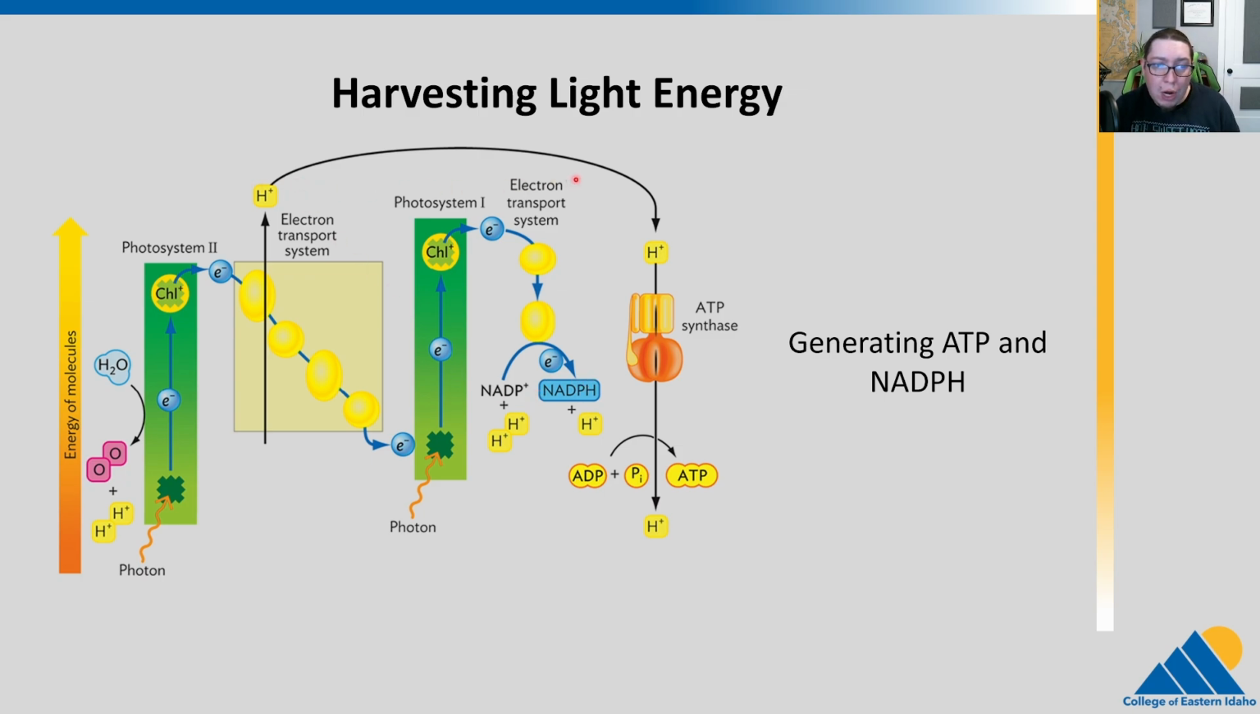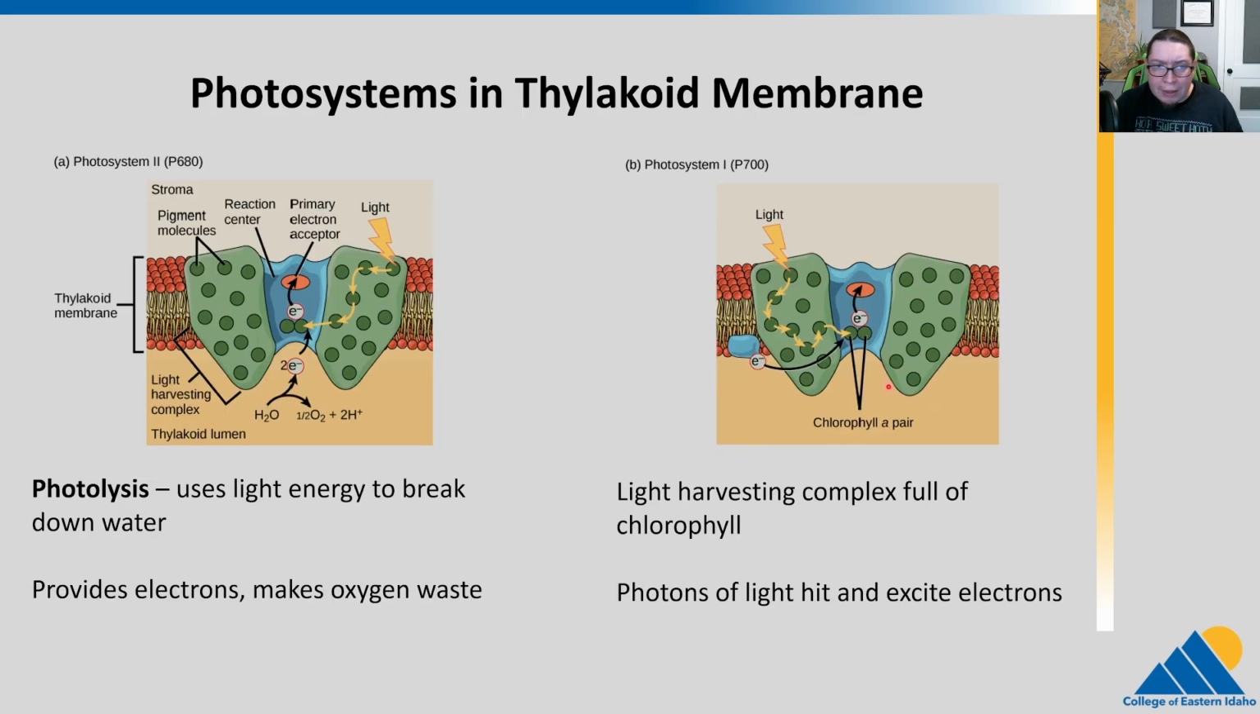The hydrogen gradient that we built here will flow through ATP synthase, very similar to mitochondrial ATP synthase, and ATP will be generated. So all we're doing is taking water, breaking it apart, pumping some hydrogens, and making NADPH. The hydrogens are making ATP. Let's look a little bit deeper at this.